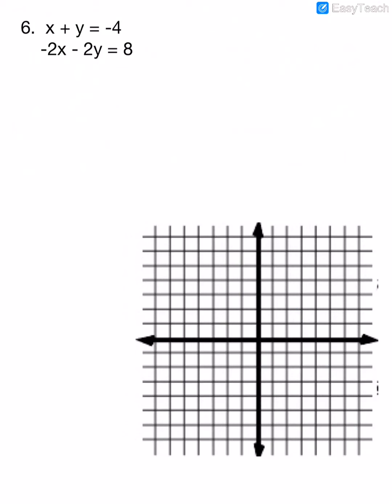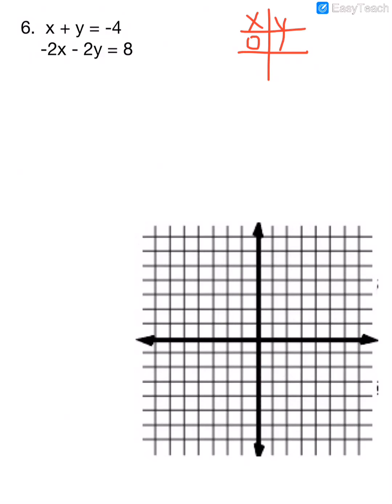Okay, here's another one. Now, if I look at this first equation, I could get it in slope-intercept form, or remember there's other ways to graph lines. We can do two t-tables, or we can find the intercepts. Well, this one would be really easy to find the intercepts because remember, to find the intercepts, we're making that 0, 0 chart.